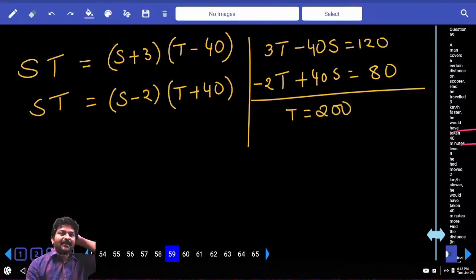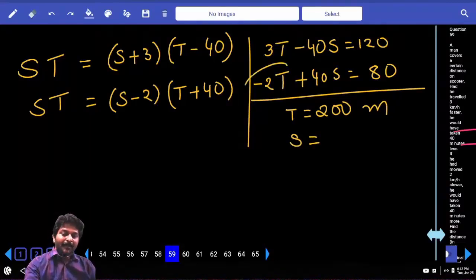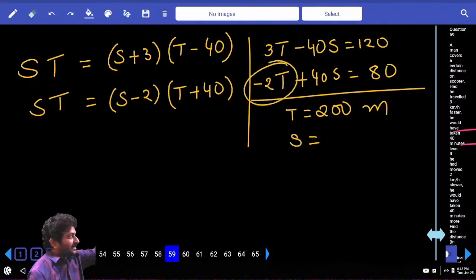We are adding, right? What is 200? Minutes. What is 200? Minutes. Now I want to calculate speed. s is equal to, minus 2t goes to the other side. That becomes 80 plus 2t.